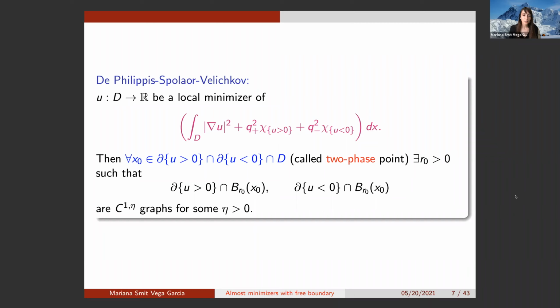And they were able to show that for the two-phase points, there is a small radius, so that if you look in a neighborhood of that point, the free boundary for both the positivity phase and the negativity phase are going to be C^{1,η} graphs. Their energy is slightly different from the energy of Alt-Caffarelli-Friedman. However, this is a little bit more general. So if you have a minimizer of the Alt-Caffarelli-Friedman energy, you can actually rewrite it as a minimizer of this energy. So this includes that case.